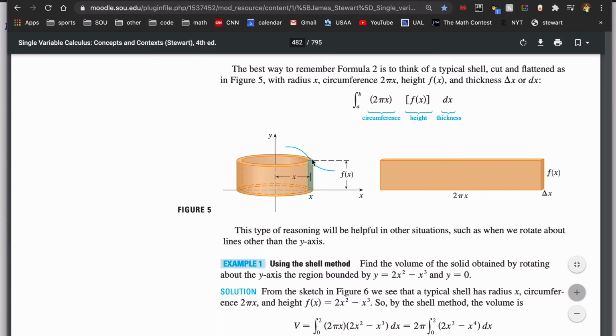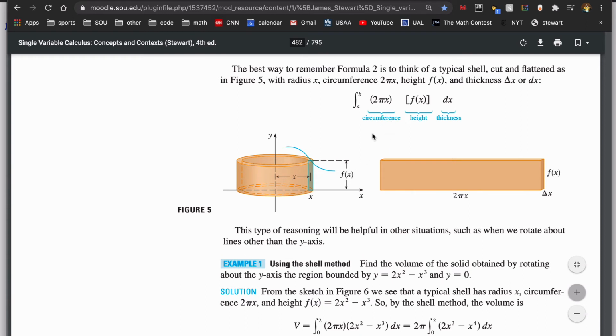And what about the height? For the height, all I need to know is the height of the curve that gave me the bounded region that I rotated around the y-axis to create this solid of revolution. Well, it's easy enough to figure out the height if I know the x value. The height of the function at that x value is just f of x.